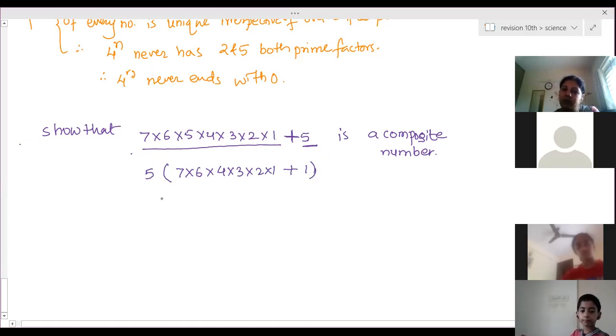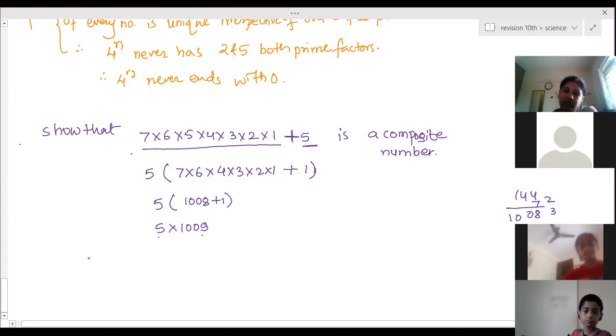So now multiply this. 3 sixes are 18... 6 sixes are 36, 36 fours are 144, 144 sevens are 1008. 1008 plus 1. So that is 5 into 1009. That is, this number has 5 and 1009 as factors, as well as 1 and the number itself.